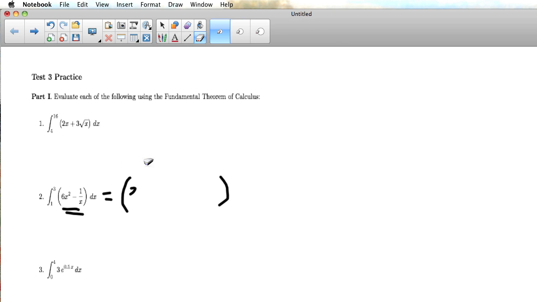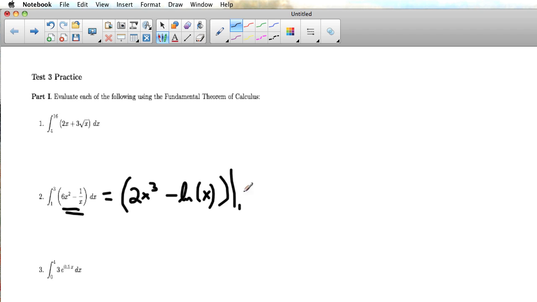I'm not used to writing with this pen, hang on, I gotta make bigger numbers. It's 2x cubed. It's easy to stop and think about it: the derivative of 2x cubed is 6x squared. And then the antiderivative of 1 over x is just natural log of x. So this is an antiderivative of the integrand that should be evaluated between 1 and 3.